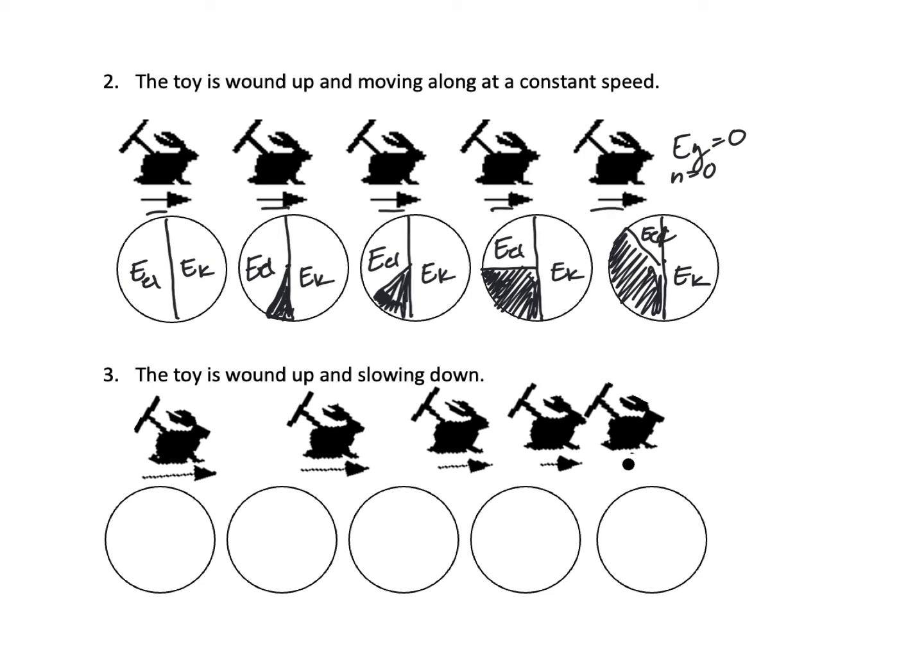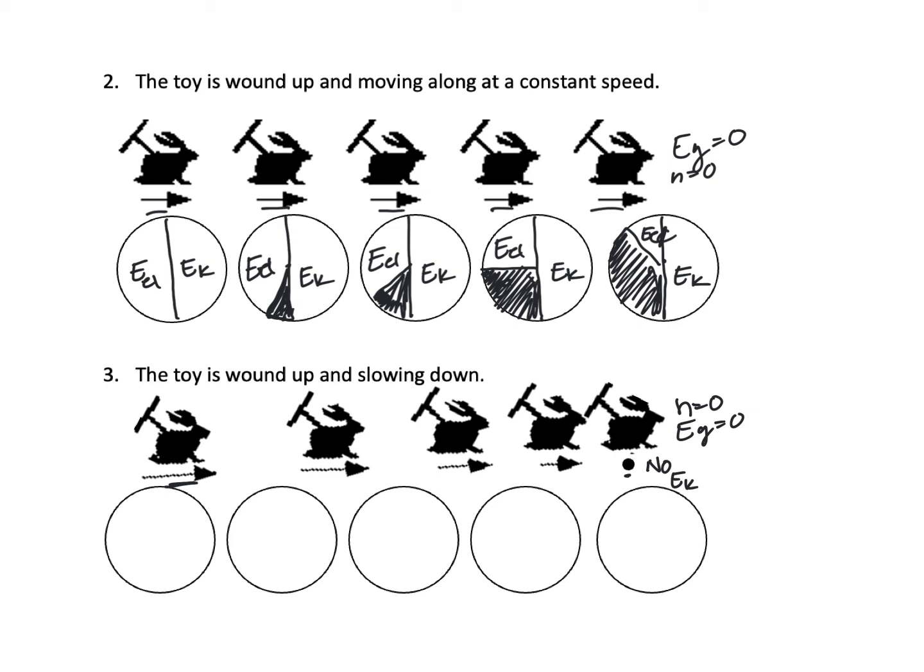And then in the third example, height will be 0 here, so there won't be any gravitational energy in any one of these pie charts. We start out moving faster. We have a long arrow here, and then we have a dot here, which indicates it's not moving. Since it's not moving, there's going to be no kinetic energy in this last pie chart.